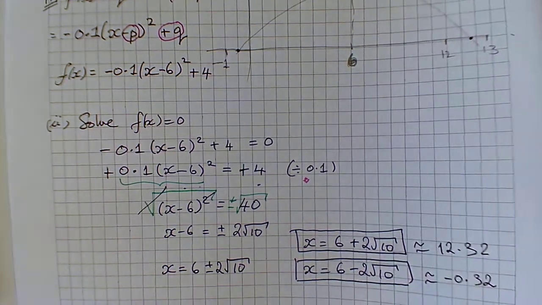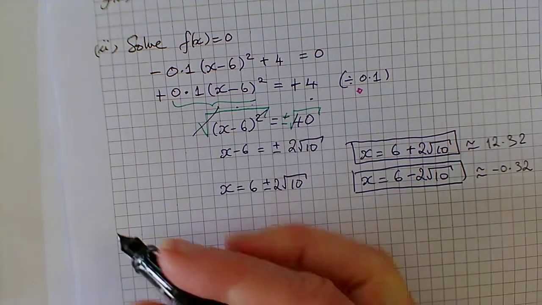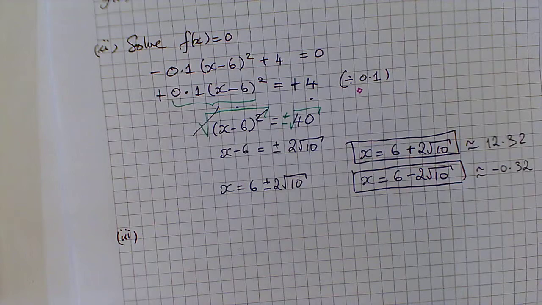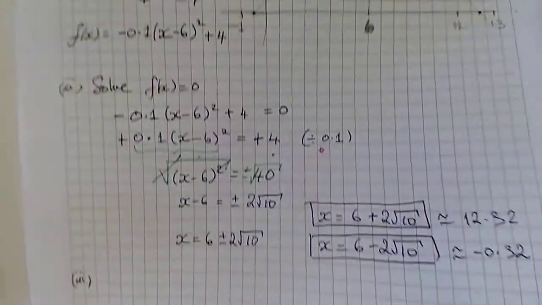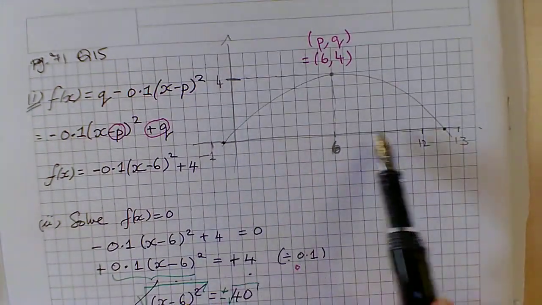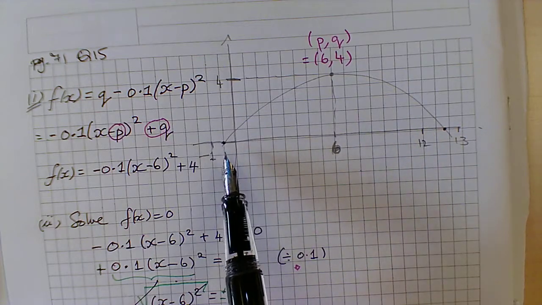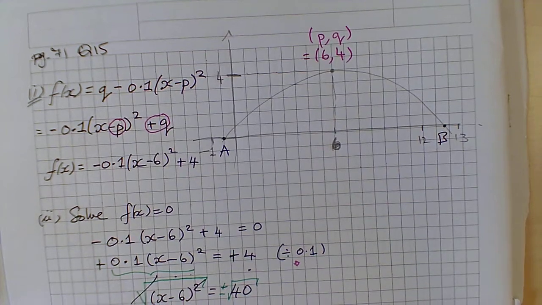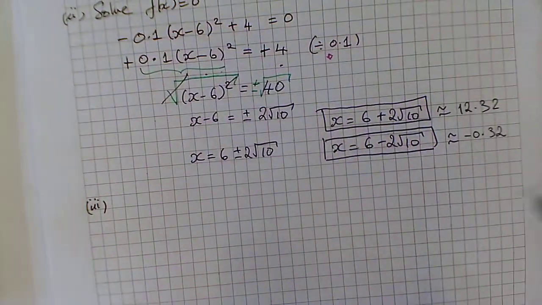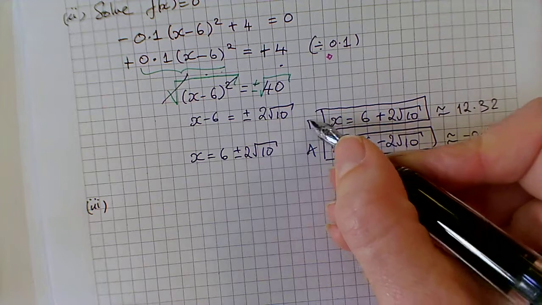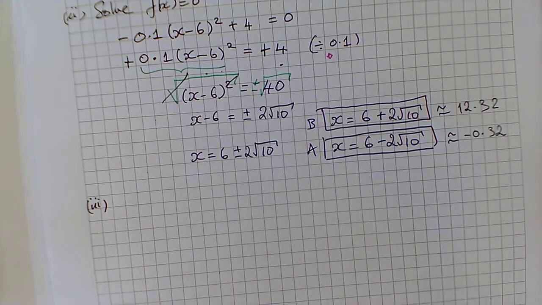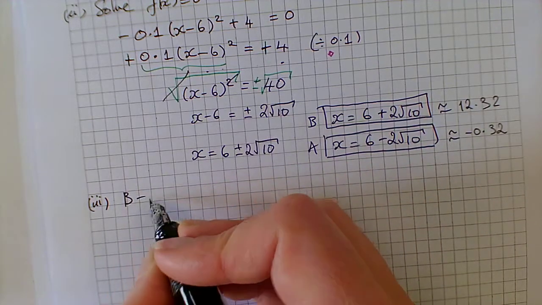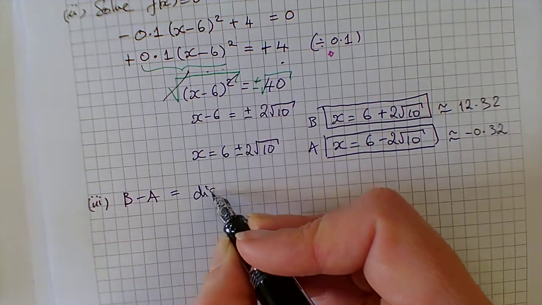Okay, the third point then. The third question asked us to find the horizontal distance travelled by the ball, and to give our answer in square root form, in surd form. So I'm looking for, if I call this the point A and this the point B, the difference between A and B, or the distance between A and B. And so it's just the bigger one minus the smaller one that is going to give me that answer. So B minus A will give me the distance travelled.